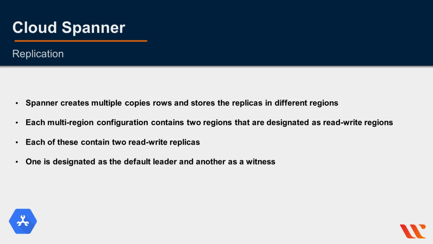Each multi-region configuration contains 2 regions that are designated as read-write regions, each of which contains 2 read-write replicas. One of these read-write regions is designated as a default leader region, which means that it contains the database's leader replicas. Cloud Spanner also places a witness replica in a third region called a witness region. A voting algorithm is used to make decisions.